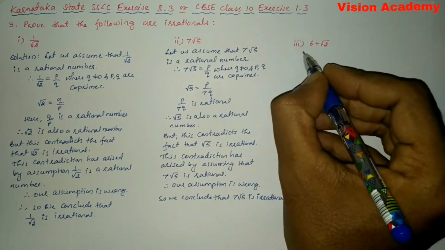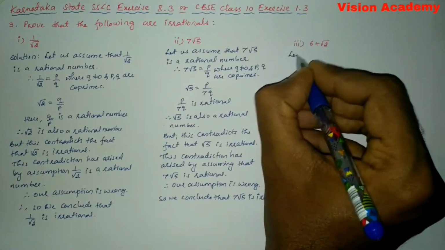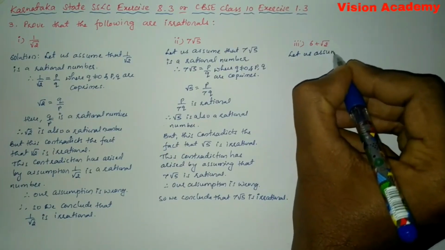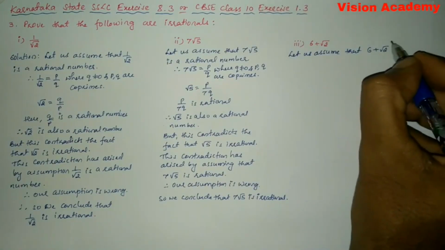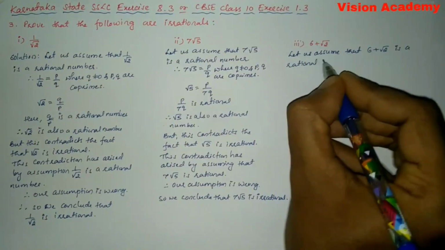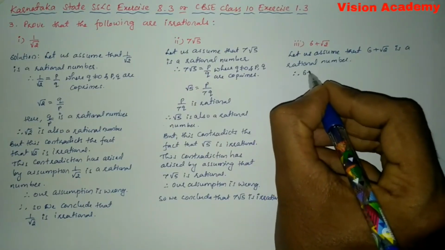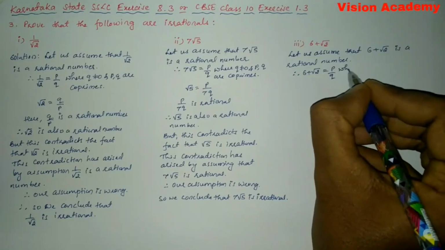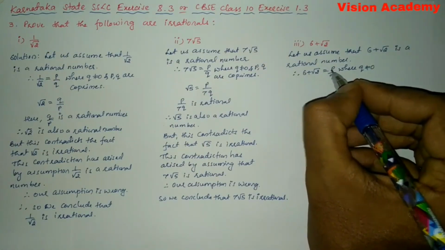Now we'll move on to Roman number 3, 6 plus square root of 2. Here also we are going to assume that the given number is rational. Let us assume that 6 plus square root of 2 is a rational number. Therefore, 6 plus square root of 2 is equal to P by Q, where Q is not equal to 0. If it is equal to 0, then it leads to infinity.